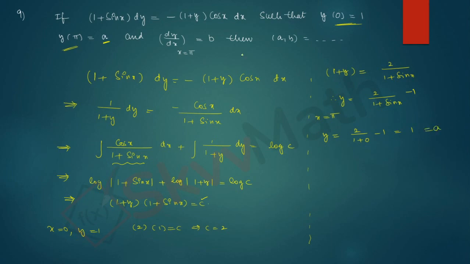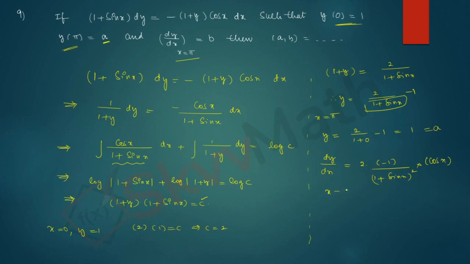Now how is b defined? It is the derivative at x = pi. So first you find the derivative: dy/dx = 2 into the derivative of 1/x, which is -1/x squared, so -2/(1 + sin x) whole squared. Here x stands for 1 + sin x: the derivative of 1/x is -1/x squared, into the chain rule, the derivative of 1 + sin x, which is cos x, and the derivative of -1 is 0, so leave it.